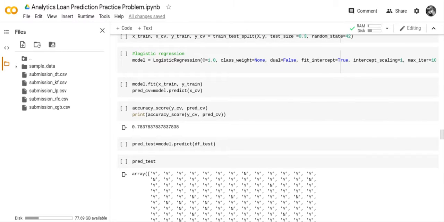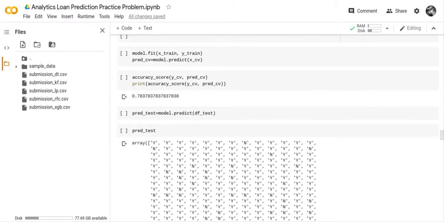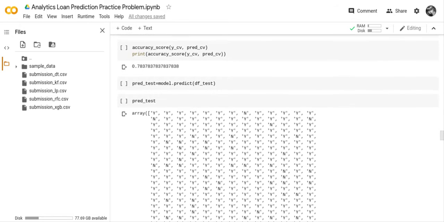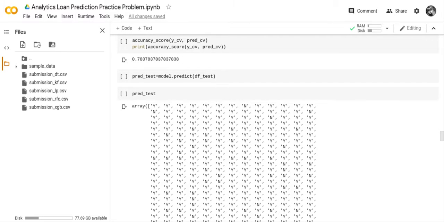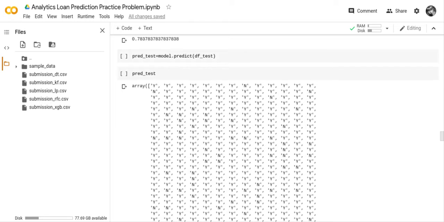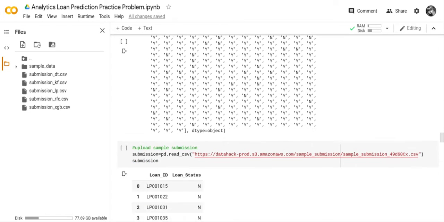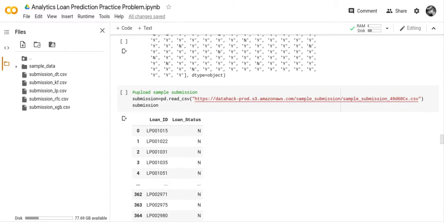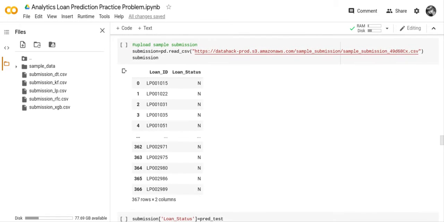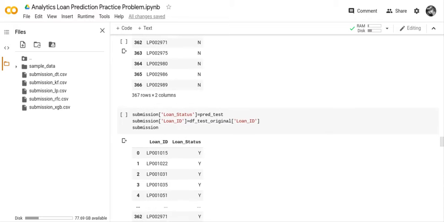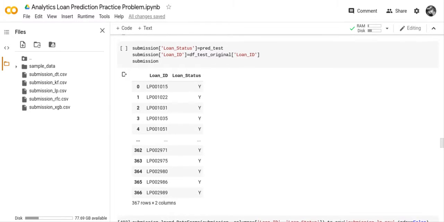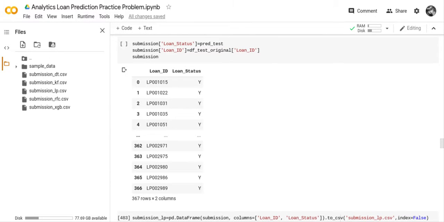We did the logistic regression model and some more predictions. We got an accuracy score of 78%. The pred_test is the model's predict, and when I looked at what was in pred_test, it was all yeses and nos. So we loaded our sample file, and this is the loan status. And here's your file, your loan status.